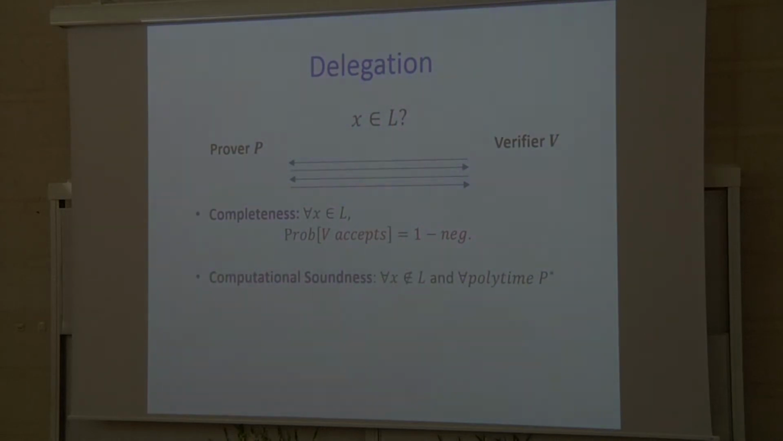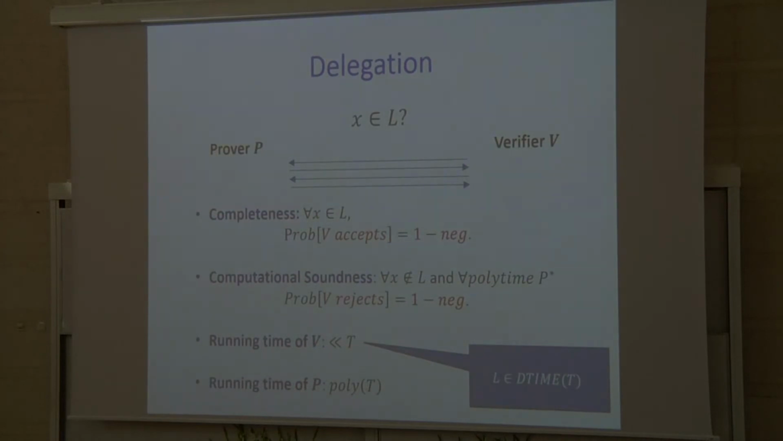We only require computational soundness. So for any false statement, x that does not belong to L, no matter what a cheating prover does, as long as it's polynomial time, it will convince the verifier to accept with only negligible probability.